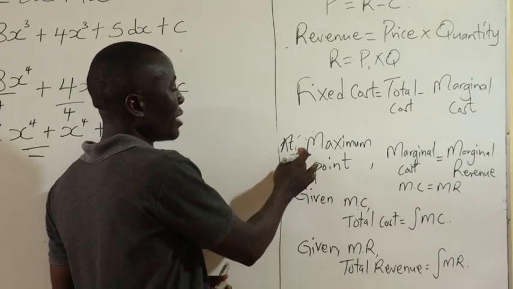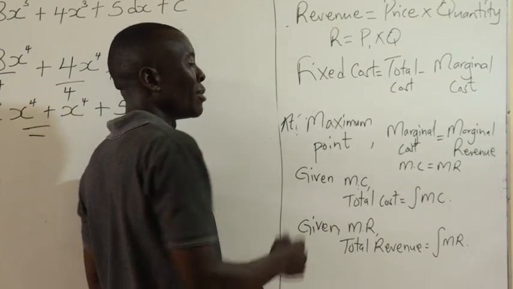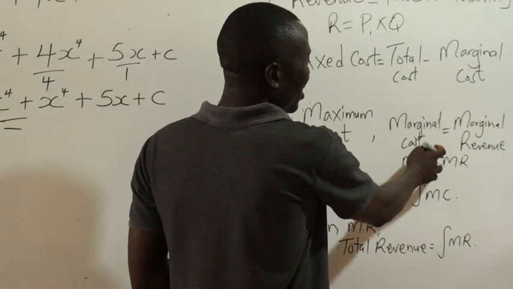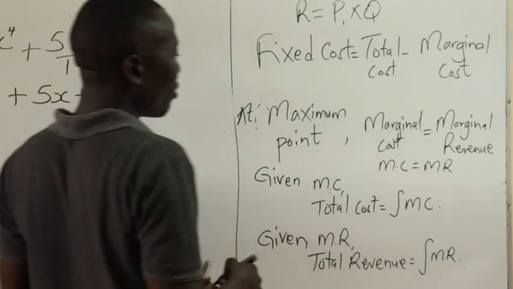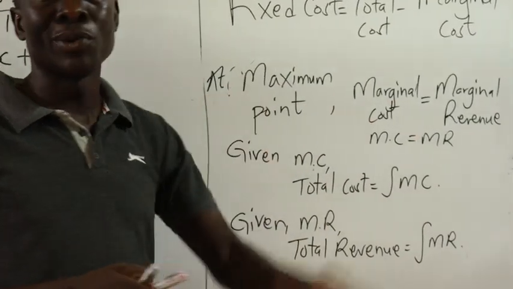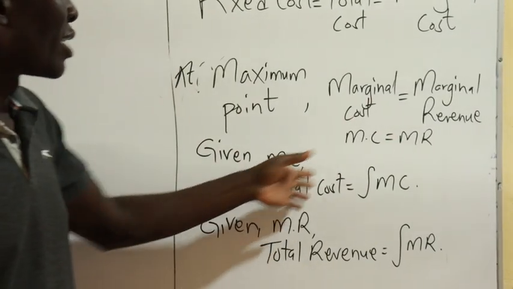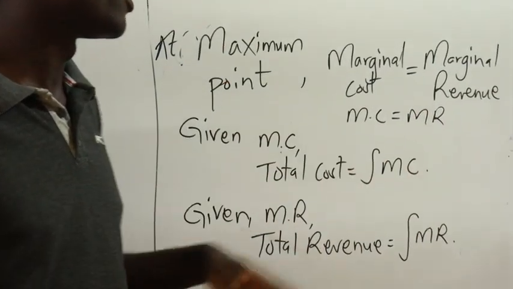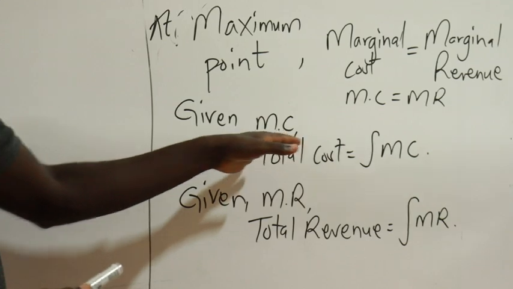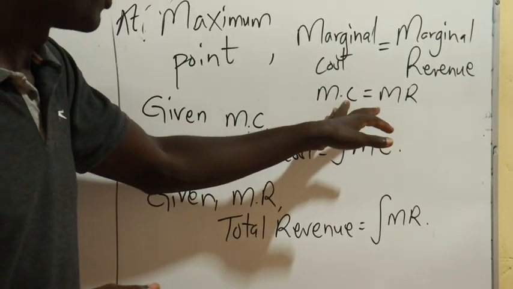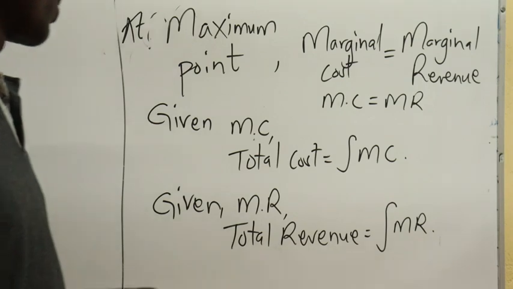Then we can also be asked to find the maximum point, and how do we find the maximum point? We'll equate the marginal cost to marginal revenue. Marginal cost refers to the total cost of producing one extra unit of output, while marginal revenue refers to the revenue that we get as a result of selling one extra unit of output. And this is also demonstrated here: at maximum point, marginal cost equals marginal revenue.